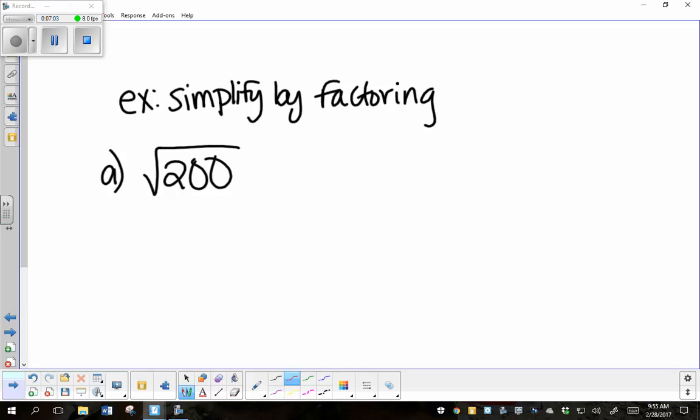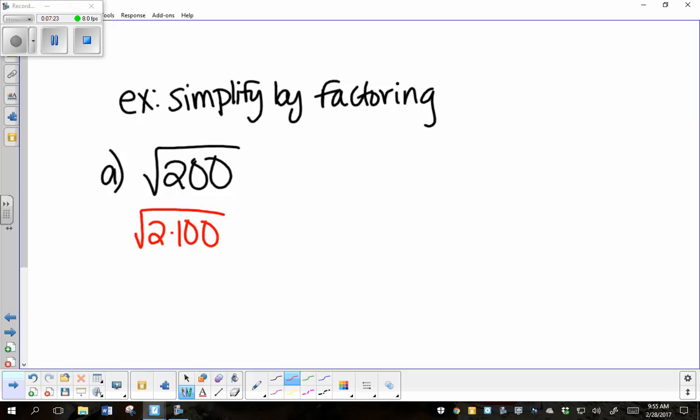Can you think of any perfect squares that are factors of 200? Cameron? 100, right? So let's rewrite this. This is just 2 times 100. So this is option 1 of a way to do it.